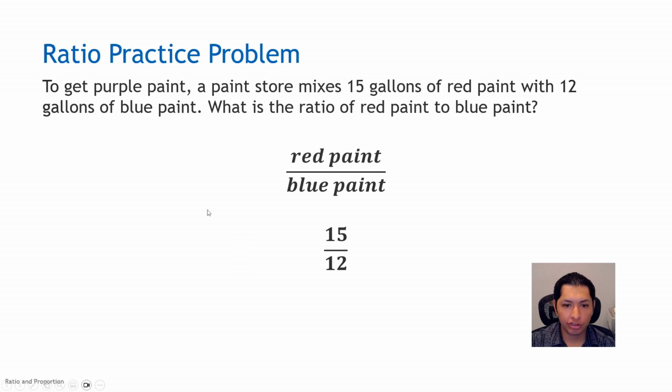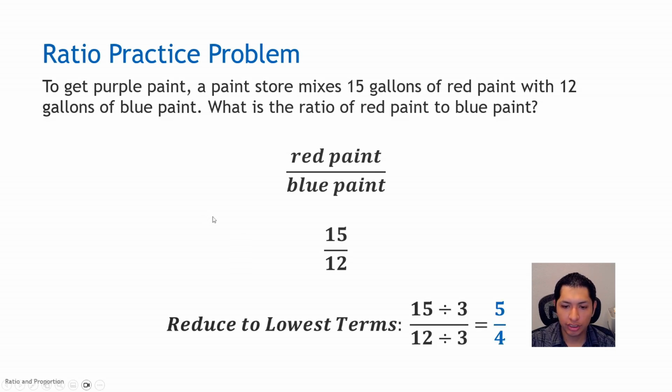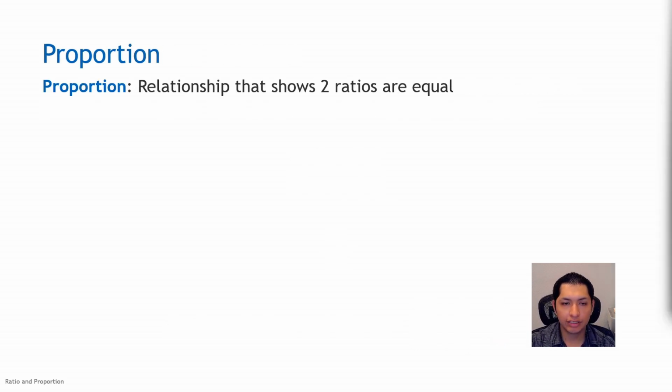If needed, you can also reduce it to lowest terms, where you get it to lowest terms by dividing both by a factor of 3, and that would simply look like 5 over 4. And that is this ratio reduced to lowest terms. And again, that's highlighting the fact that ratios written in fraction form behave like fractions, but it is important to differentiate between the two. Next is proportions.